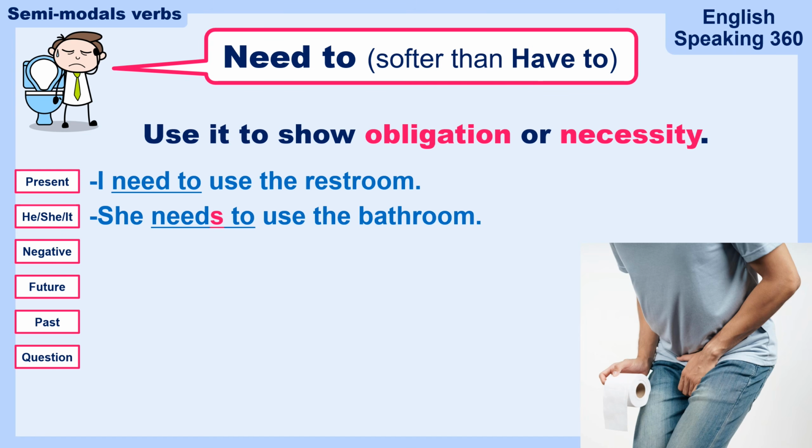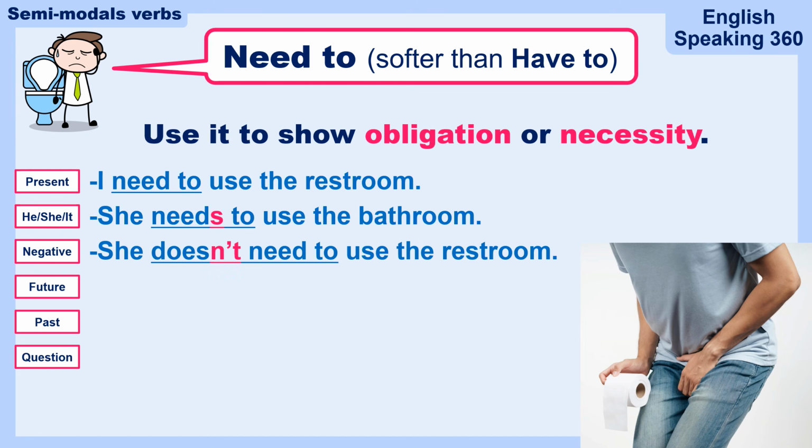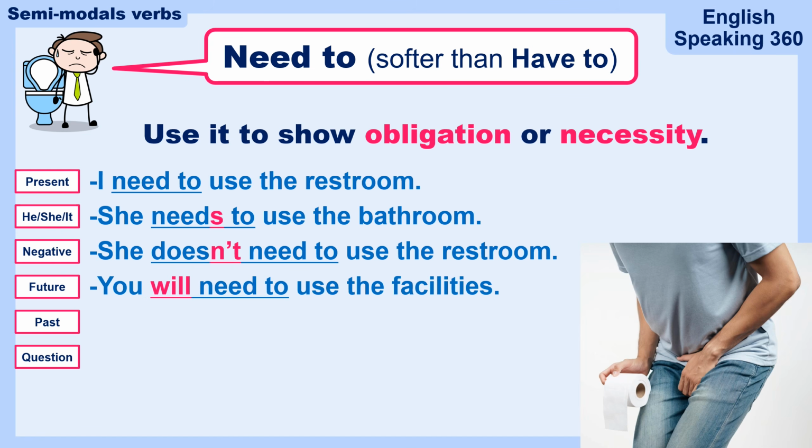Now, the negative form, she doesn't need to use the restroom. At the future form, you will need to use the facilities. The facilities, the bathroom, the restroom, all have the same meaning. The past form is he needed to use the men's room.